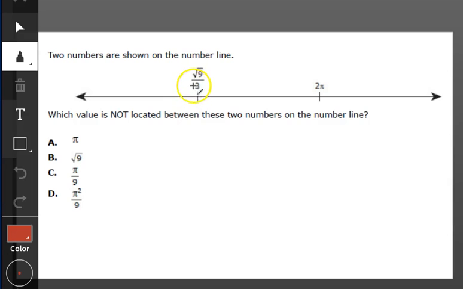The first thing, though, I notice is that square root of 9. I know what that is without even touching my calculator, right? Square root of 9 is 3. Divided by 3 is 1. And so I'm going to write 1 above this so that I know.